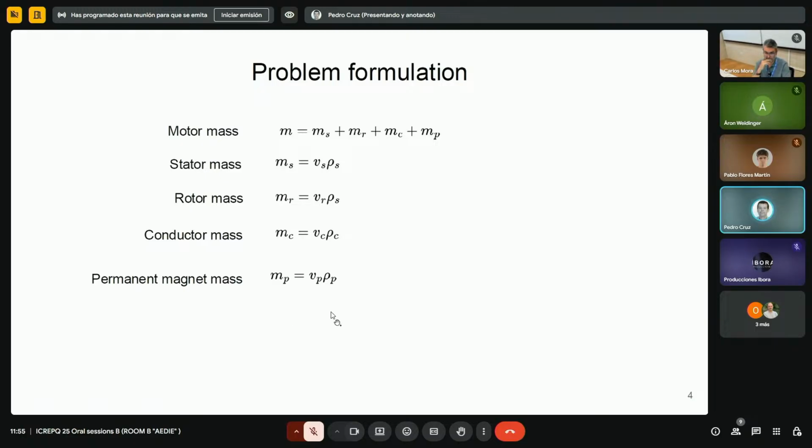We have also calculated the motor mass, composed of 4 terms: the stator mass, the rotor mass, the conductor mass, and the permanent magnet mass. All these weights or masses are related with the volume of each part that is not presented in the presentation, but can be seen in the full paper.